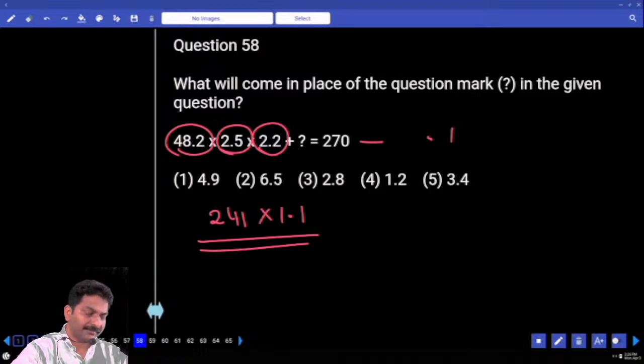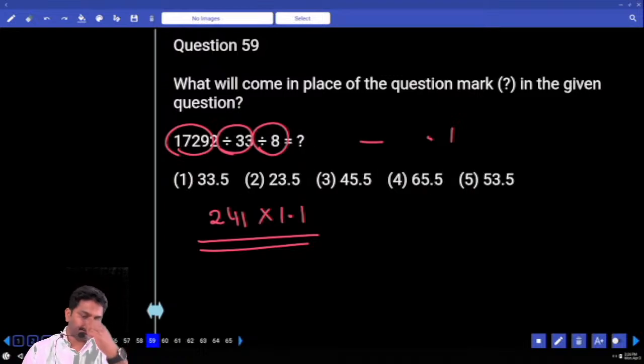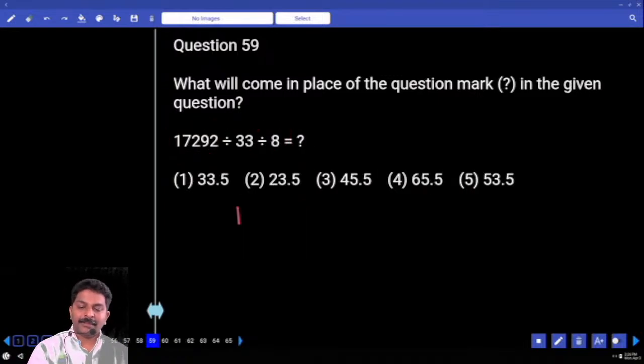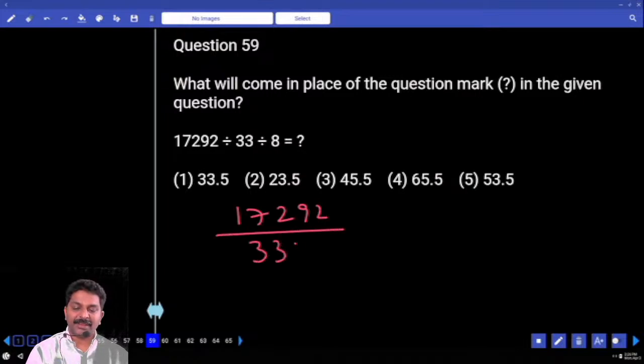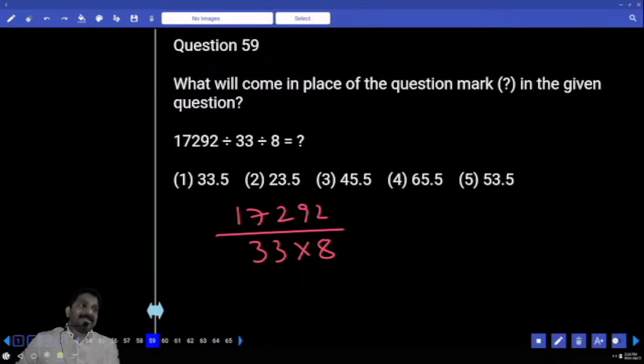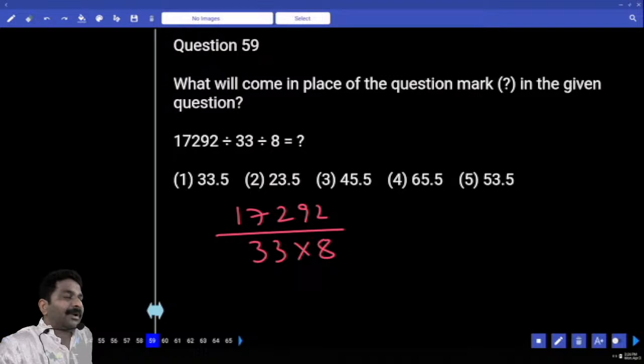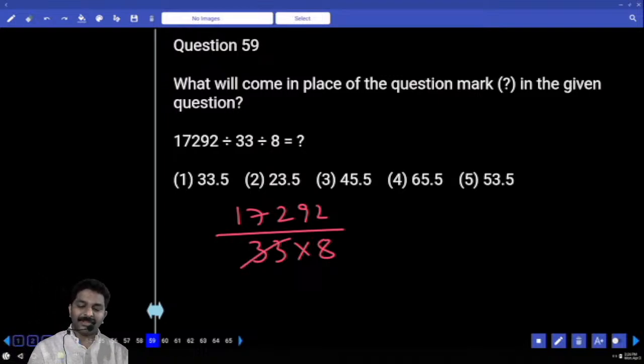Understood? (172.92) divided by 33 into 8. If your answers are in integers, you can definitely do last digit verification. But now you have decimals, so you cannot do that. Let's calculate. 11, 3 times.